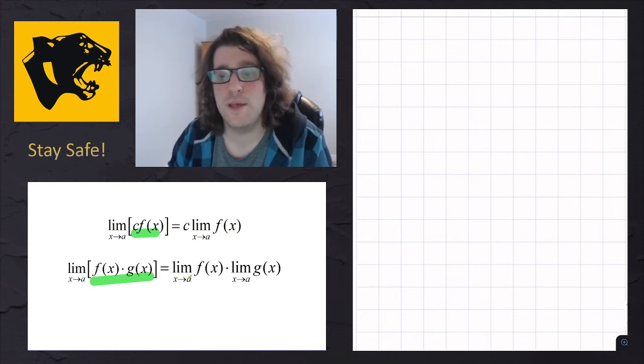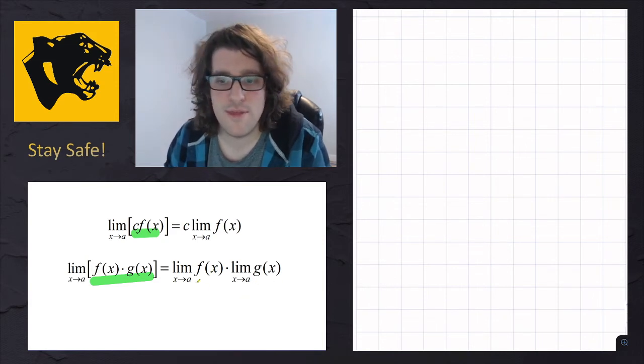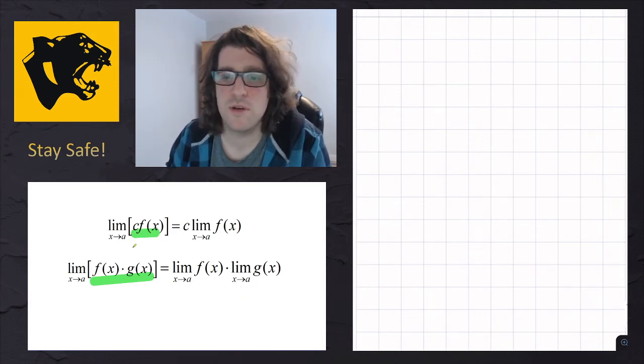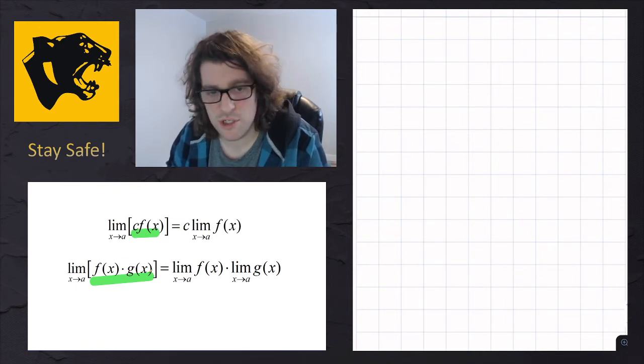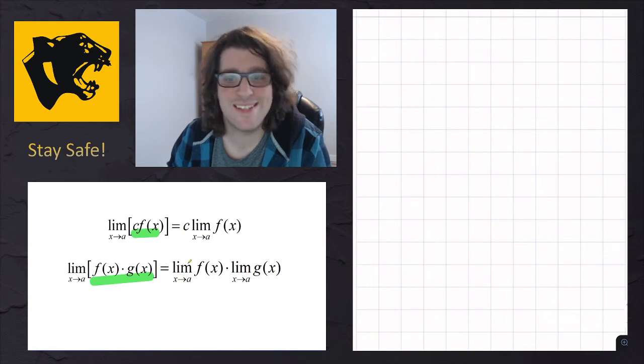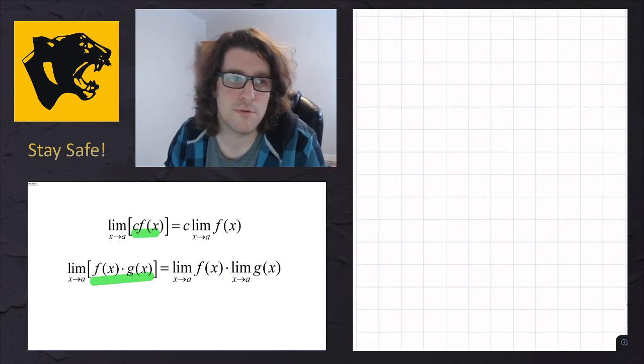So we could take the limit and find 2, and the limit and find 3 separately, and then we could multiply them together and we would get our overall limit. So again, for the multiplication of two functions, if you want to know the limit of it, it's the same as if you find the limit of them separately, and then we multiply afterwards.